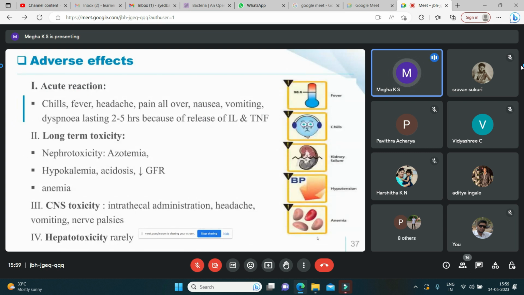Adverse effects: acute reaction. It may cause chills, fever, headache, pain all over, nausea, vomiting, etc. Long-term toxicity will also be there. Then CNS toxicity in intrathecal administration: headache, vomiting, nerve damage. Then also hepatotoxicity rarely.